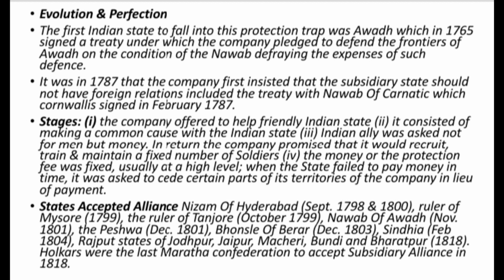It was in 1787 that the company first insisted that the subsidiary state should not have any foreign relations. This was included in the treaty with the Nawab of Carnatic, which Cornwallis signed in February 1787.